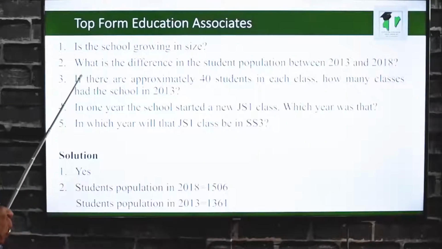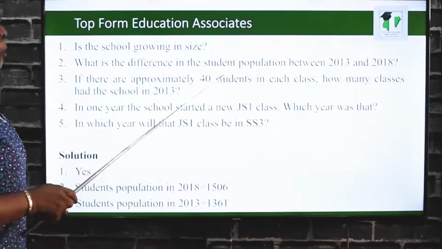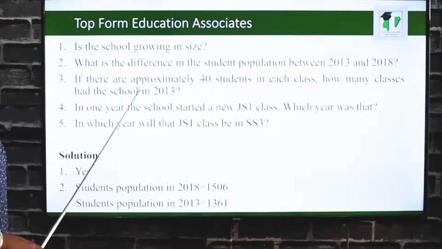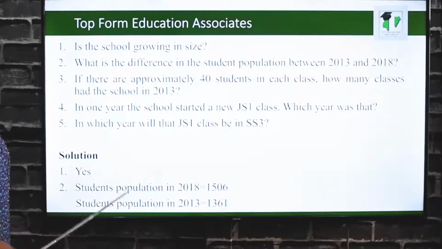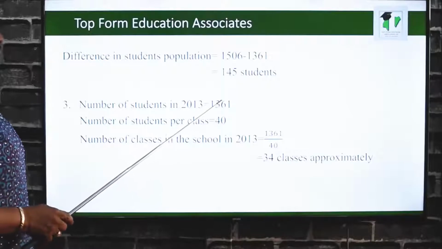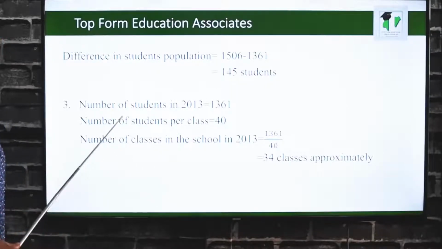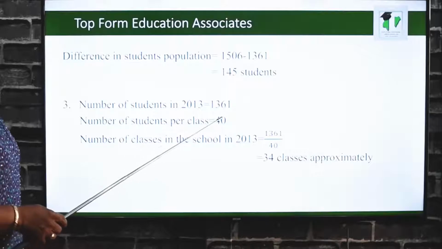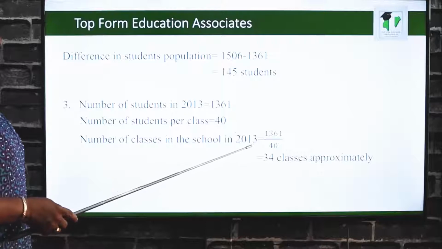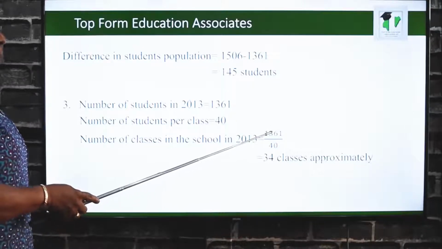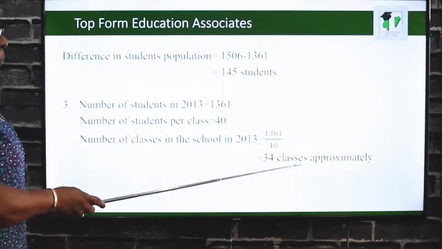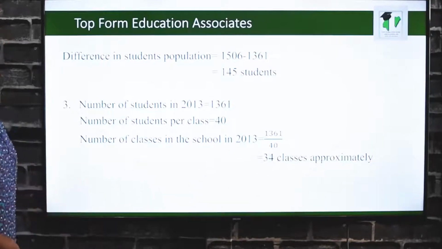Question number 3. If there are approximately 40 students in each class, how many classes had the school in 2013? Solution. Number of students in 2013 equals to 1,361. Number of students per class is 40. So, number of classes in the school in 2013 equal to 1,361 divided by 40, giving us 34 classes approximately.